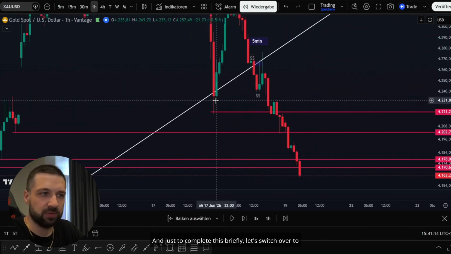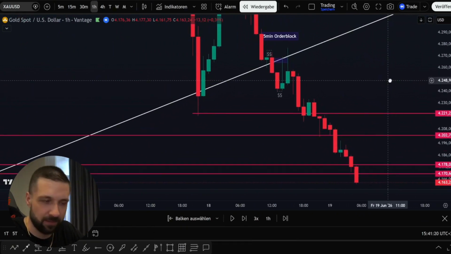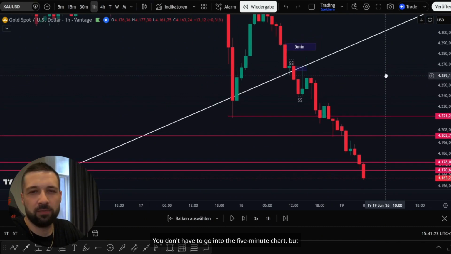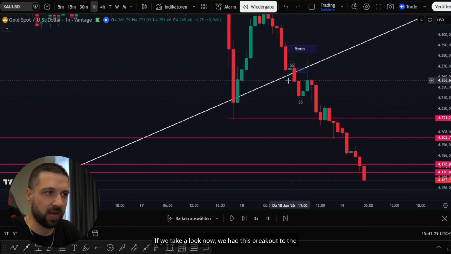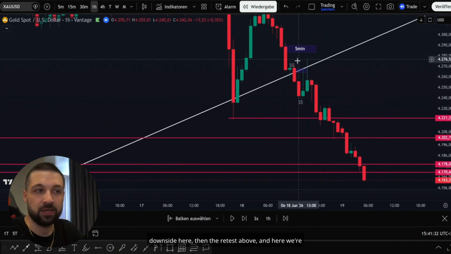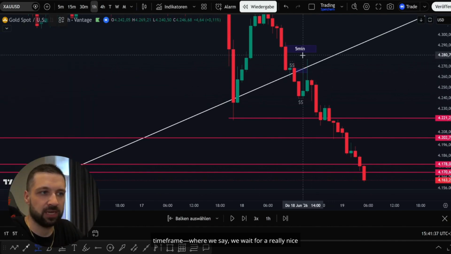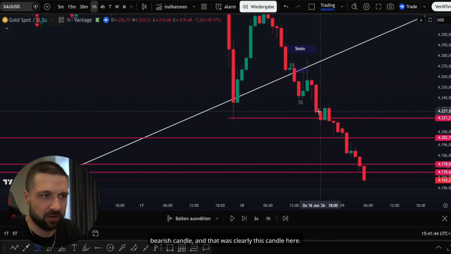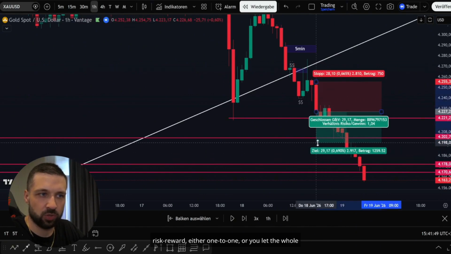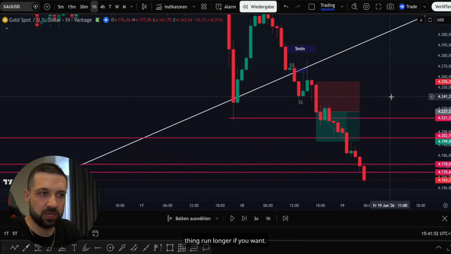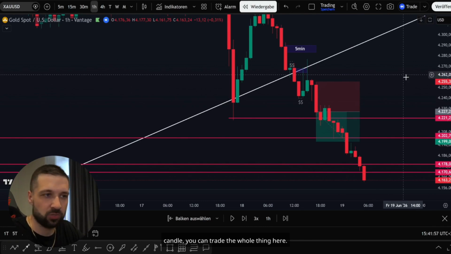And just to complete this briefly, let's switch over to the 1 hour chart. Of course, you could also trade this based on the 1 hour chart. It's a bit easier. You don't have to go into the 5-minute chart, but your entry will of course be noticeably worse as a result. If we take a look now, we had this breakout to the downside here, then the retest above, and here we're doing nothing different, just like in the smaller time frame, where we wait for a really nice bearish candle, and that was clearly this candle here. Stop loss above the candle, and then in terms of risk reward, either 1-to-1 or you let the whole thing run longer if you want. But you can see, even just with a nice bearish 1 hour candle, you can trade the whole thing here.